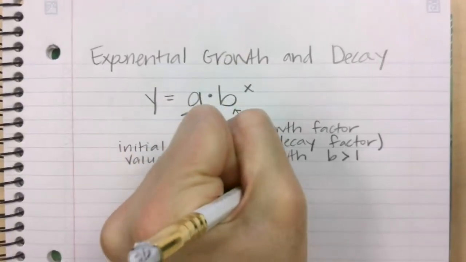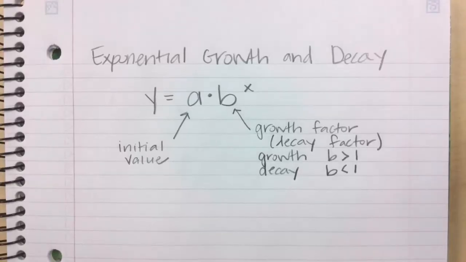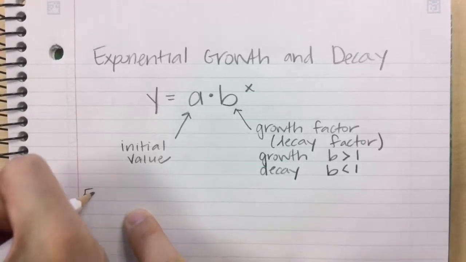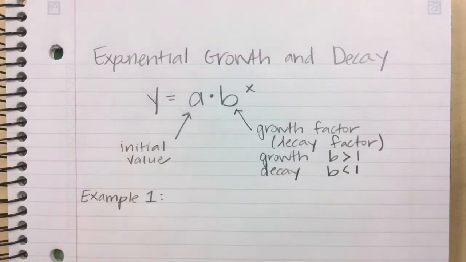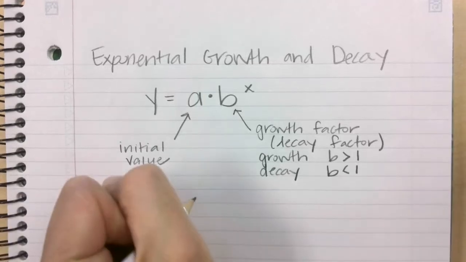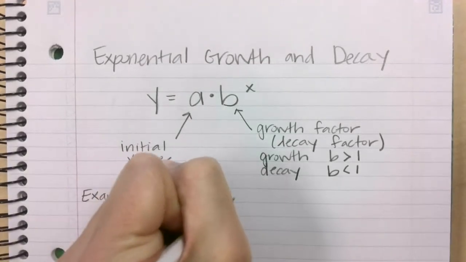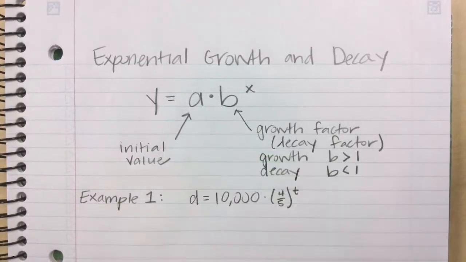And then here's the decay, is when b is less than 1. And so you saw that in the car. The decay factor was the fraction 2/3. Okay, so let's jump in and just think about a couple examples here. We're going to actually do the first example from the Desmos and just kind of talk about what you saw there. So it was the rule 10,000 times 4/5 to the t power.